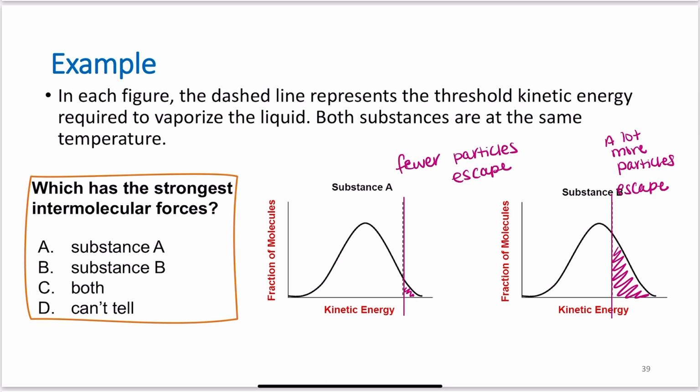The question tells us that both substances are at the same temperature. So that means the only difference here is IMFs. Will the weaker IMF allow the substance to escape easier, or will the stronger IMF allow the substance to escape easier? It's the weaker IMF, right? The more particles escaping, that means that this system has weaker IMFs, which means this one is stronger. They're not, in fact, equal, and substance A wins.